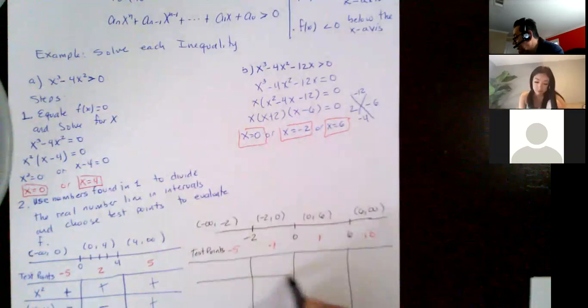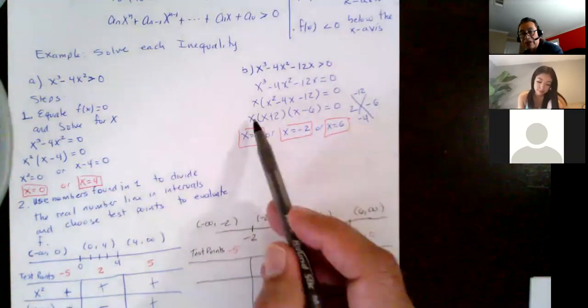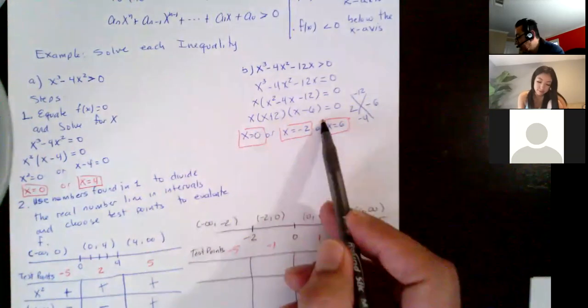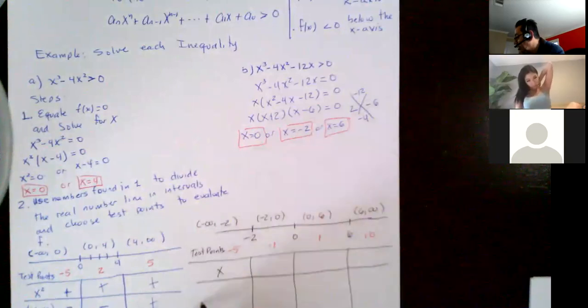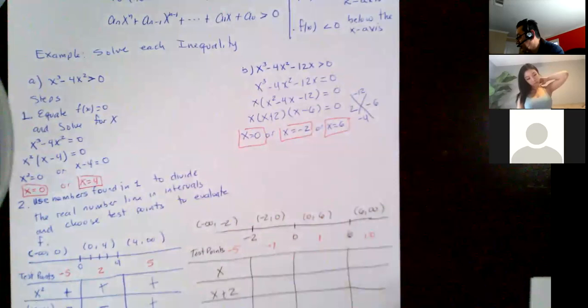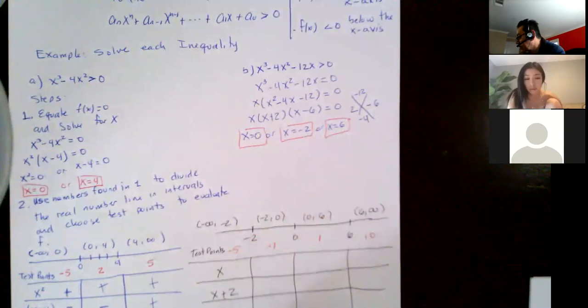Next, I'm going to write three factors here: x, x plus 2, and x minus 6. And at the end, we're going to multiply all of them: x times x plus 2 times x minus 6.